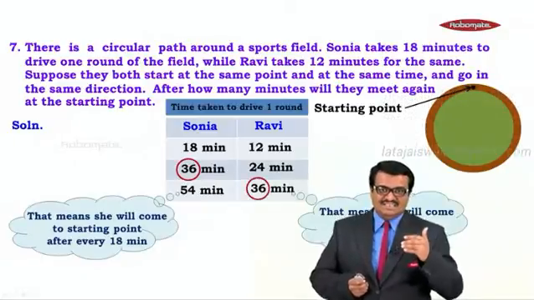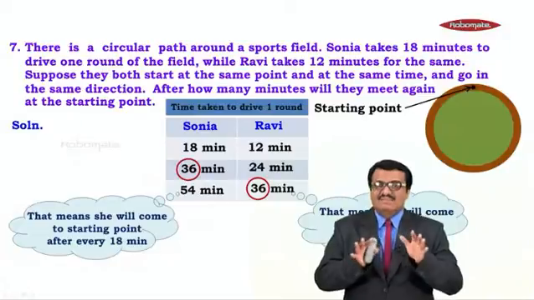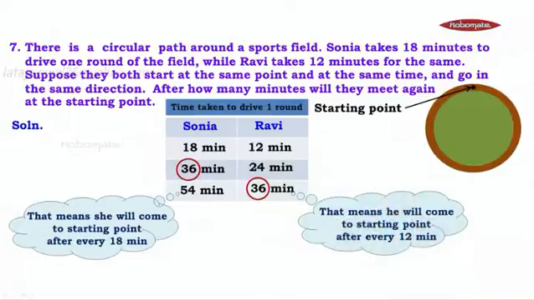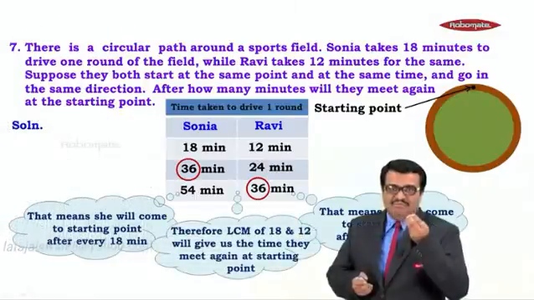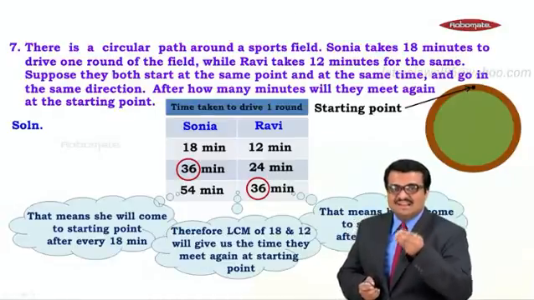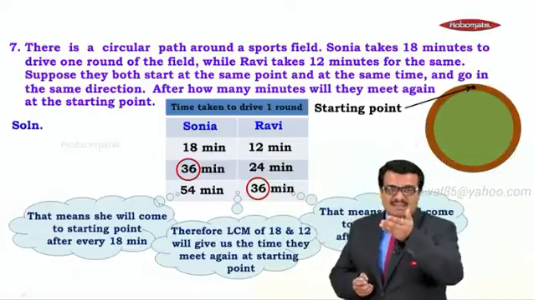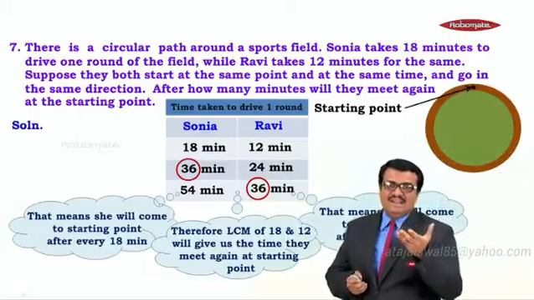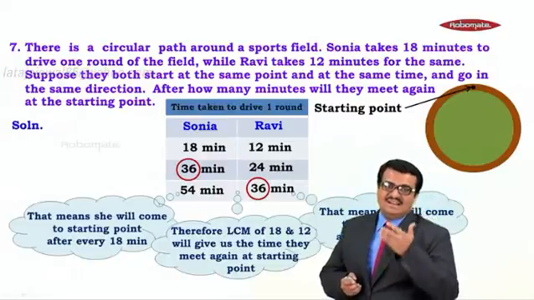36 minutes and 36 minutes is common in both. That means after 36 minutes, they will meet. If they both start together, they will meet after 36 minutes. Therefore, the LCM of 18 and 12 gives us the time when they meet again at the starting point. How do we get this 36? 36 is nothing but the LCM of 18 and 12. LCM of 18 and 12 will give us the time when they meet again at the starting point.